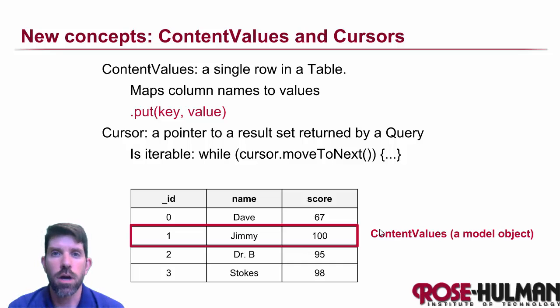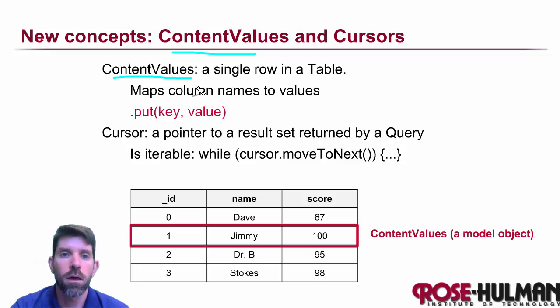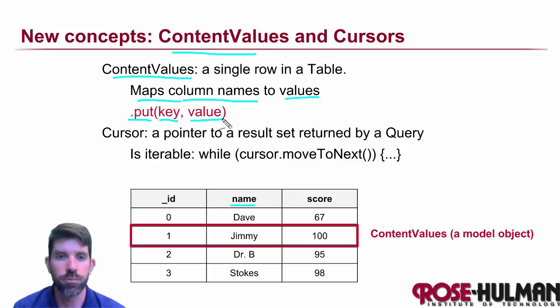Okay, so let's talk about some of the new concepts here. These things like content values and cursors. Simply, content values is just a single table row, and it's going to map names of columns to values. So very simply, we could say, make a content value, and then put into my database with a certain key a specific value. And I'll be writing methods that convert back and forth from content values to our scores model object. So that's the first thing.